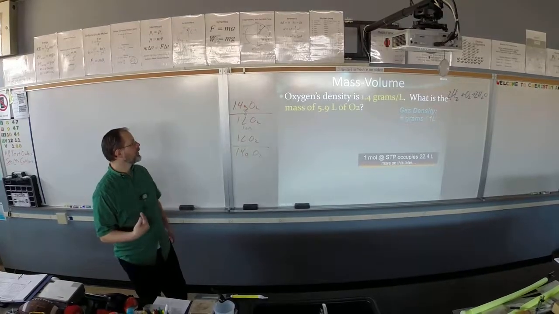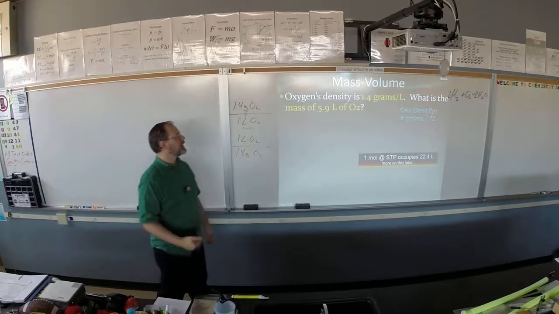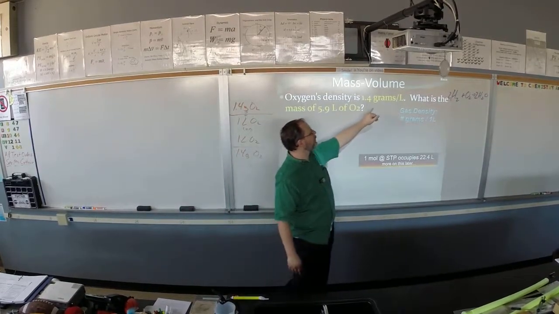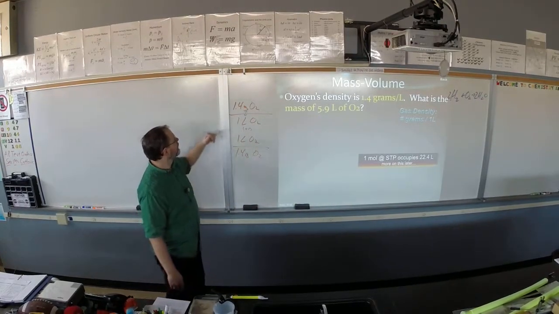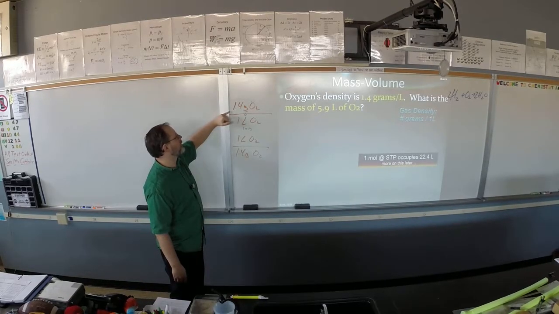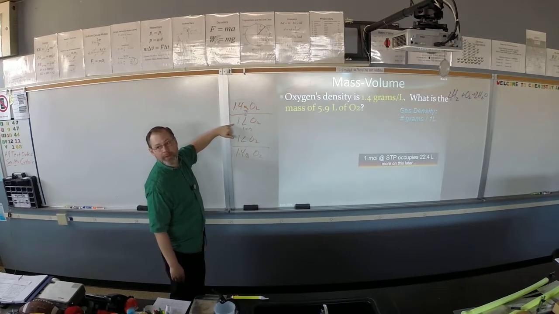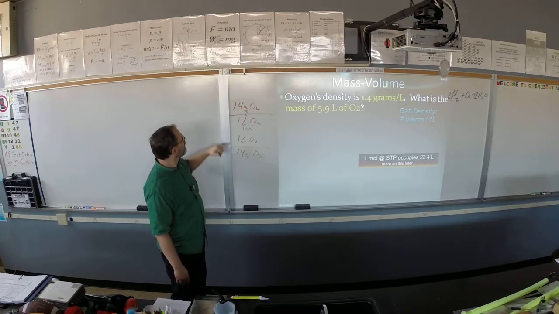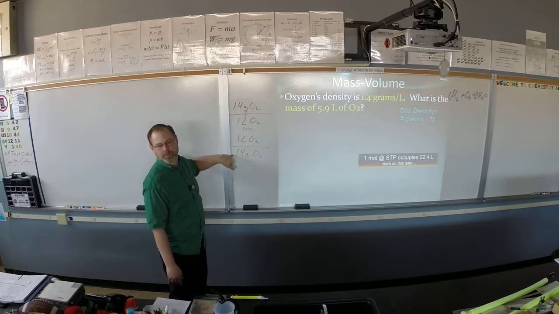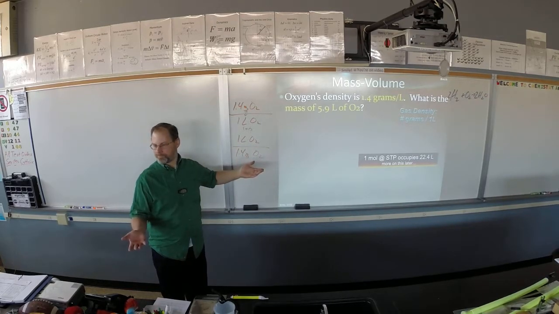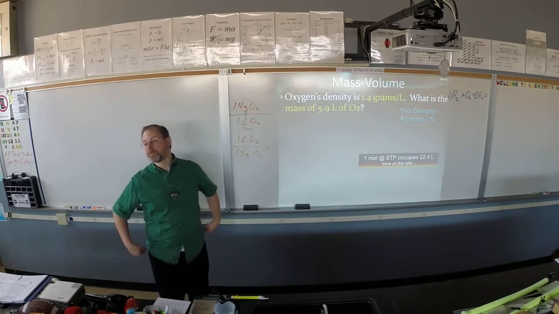1 liter of volume. So oxygen's density is 1.4 grams per liter, which means the conversion is going to look like this. 1.4 grams of oxygen is equivalent to 1 liter of oxygen, or 1 liter of oxygen is equivalent to 1.4 grams of oxygen. Okay, make sense? Okay, so that's how you're going to see a gas density.